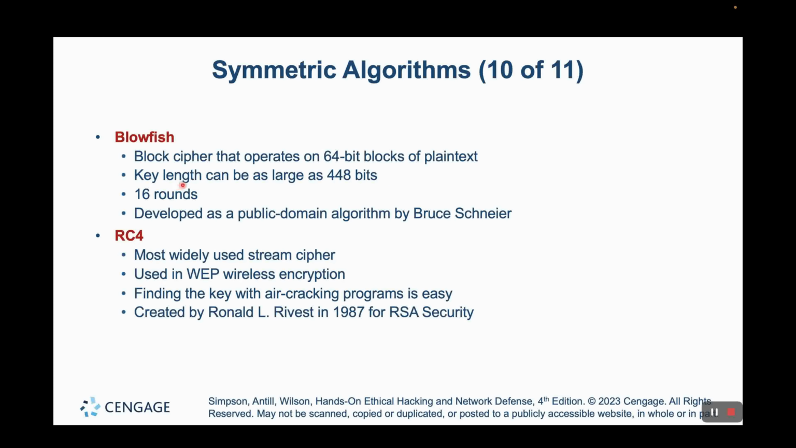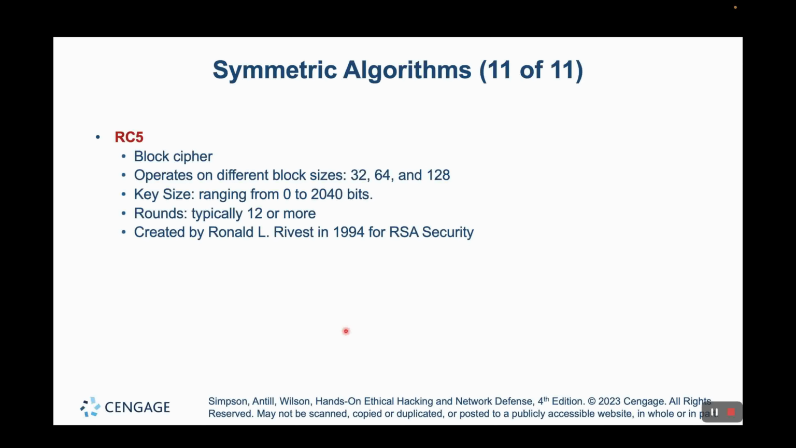Now, Blowfish is a block cipher that operates on 64-bit blocks of plaintext. Key length can go up to 448 bits with 16 rounds. It was developed as a public domain algorithm by Bruce Schneier. RC4 is the most widely used stream cipher, used in WEP wireless encryption. Finding the key with a cracking program is so easy and so quick, especially if you encrypt your Wi-Fi with WEP. And it was created back in 1987.